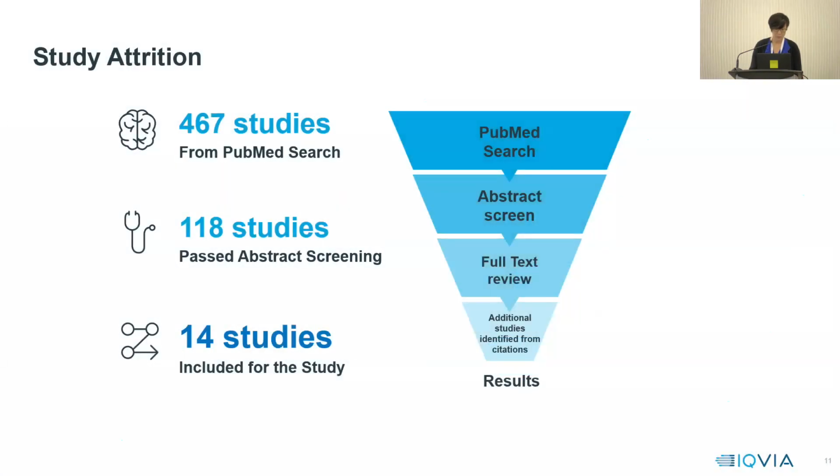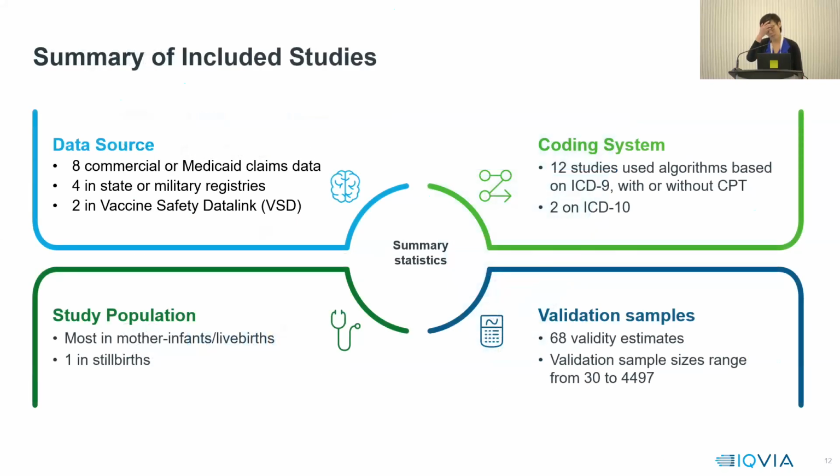So let's take a look at the results. Overall, we came up with 467 studies from the search, and we retained 118 studies after the abstract screening. And in the end, 14 studies were included in the review. And this is a summary of these studies. So out of the 14 studies, we have 8 that are from commercial or Medicaid claims data, 4 in different types of registries, and 2 in the Vaccine Safety Datalink.